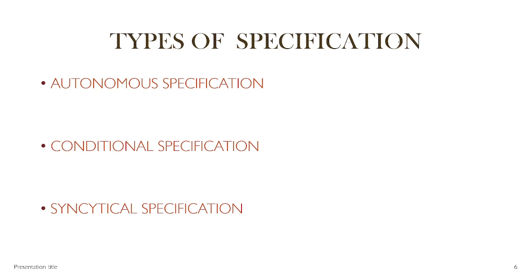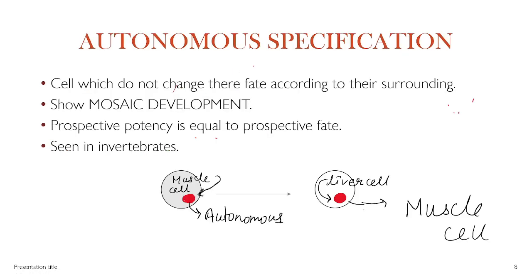Now, types of specification. There are three main types of specification: first, autonomous specification, second, conditional specification, and third, syncytial specification. So the first one is autonomous specification.